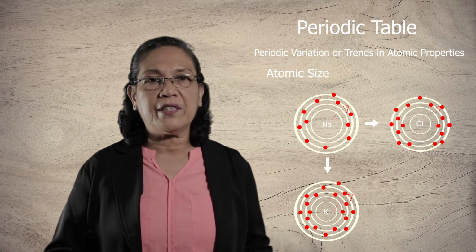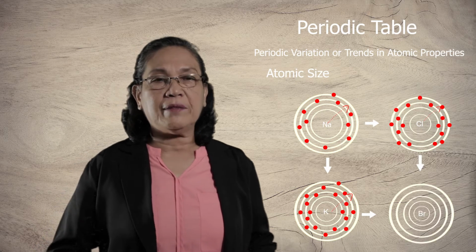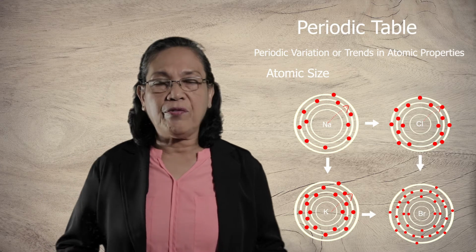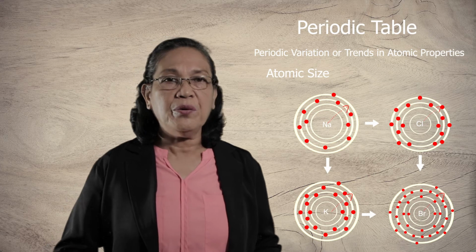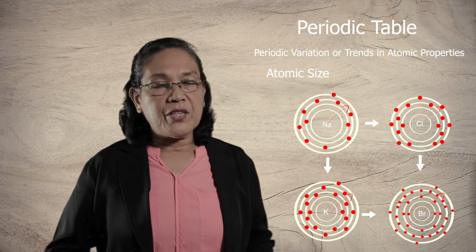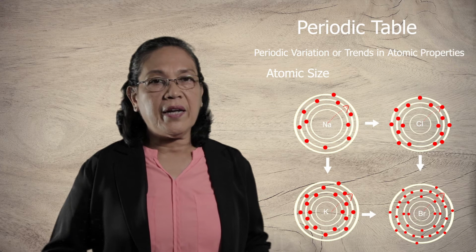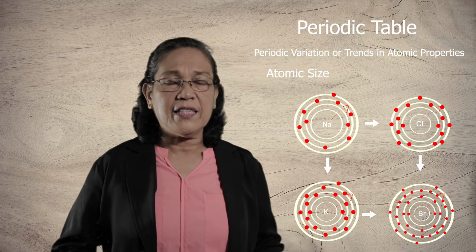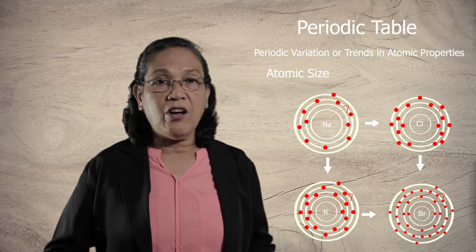Likewise, if you go farther right of the periodic table, from potassium to bromine, bromine has 7 valence electrons occupying the 4th energy level. So there seems to be no change in the number of energy levels. So as you go across the periodic table, it can be concluded that there is no change in the number of energy levels, and it is said that there is a decrease in atomic size.